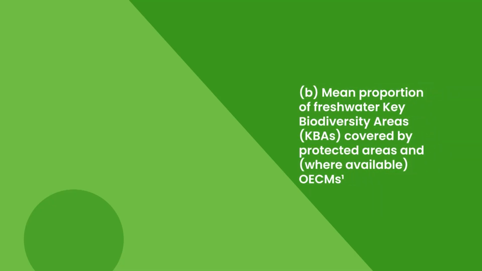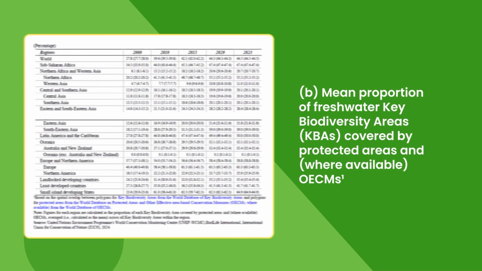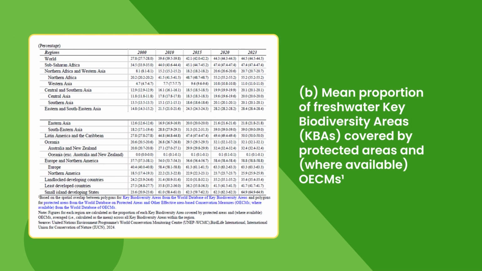Now, another indicator is the mean proportion of freshwater key biodiversity areas covered by protected areas. Here also, if you look at the world globally, it is going well. From 27.8 in 2002, we now have 44.5%. Regionally also, it is going well across the world.